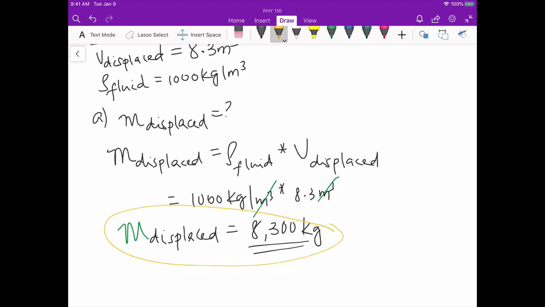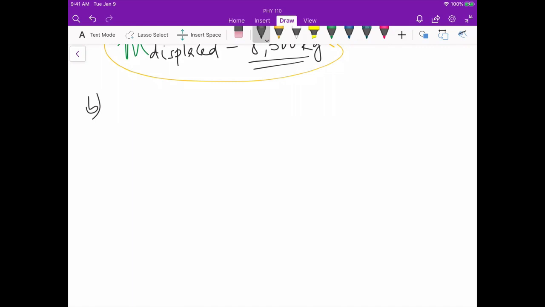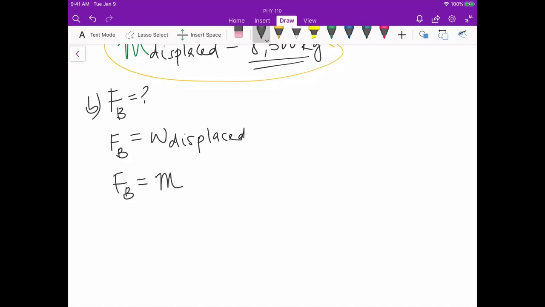Part B asks, what is the buoyant force acting on the boat? F buoyant. Buoyant force, according to Archimedes' Principle, is the same as the weight of the displaced fluid, right? He already said it. Since we already have the mass, we don't have to start all over again with density of fluid, volume of fluid, gravity. Instead, buoyant force will be the weight displaced, from the weight definition that we covered when we were talking about Newton's laws.